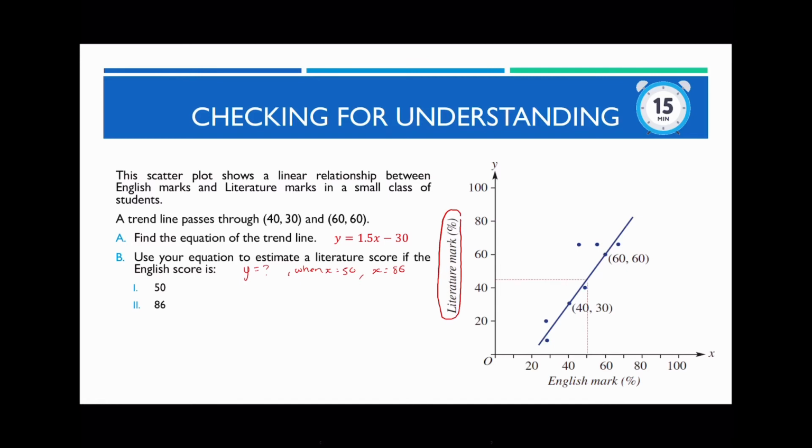In this case over here, 50 lies over here. So you're trying to find out what this y value is, and 86 is an example of extrapolation since it's outside of the data set. So again, I'm trying to find out what this y value is over here. So let's sub in x equals 50 into the equation, okay? Therefore, y is equal to 1.5 multiplied by 50. Put this into a calculator, and you're going to get an answer of 45.